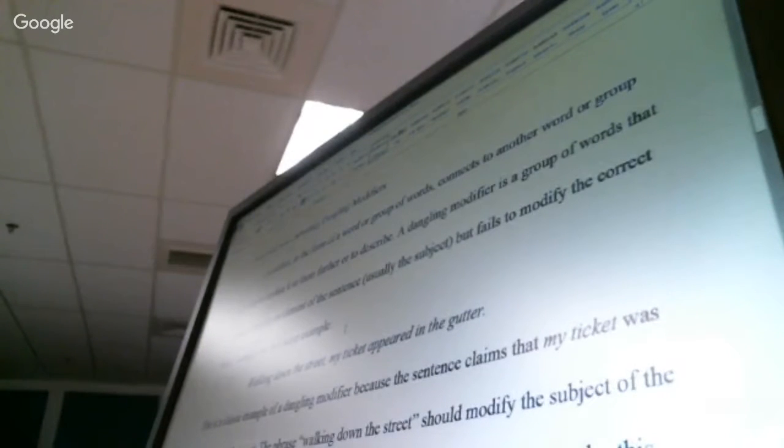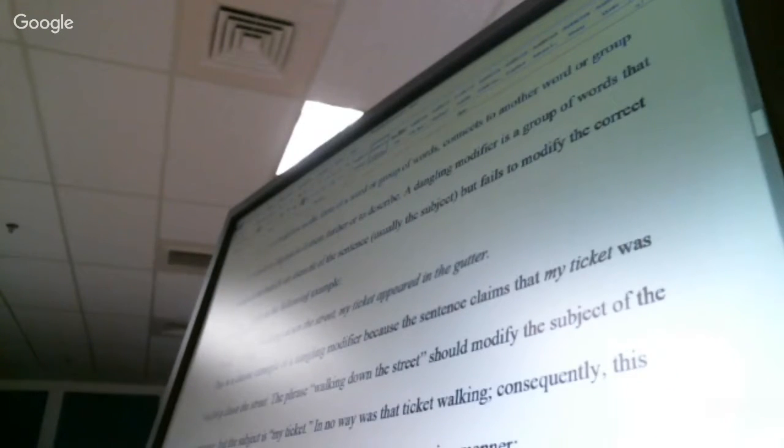All right, here's another issue that you need to be on the lookout for. This is something called a dangling modifier. A dangling modifier means that we've got a modifier in the form of a phrase. So here in this sentence, walking down the street, this is what we call an adjective phrase. It's describing the subject of my sentence. So you may read the sentence and say, walking down the street, my ticket appeared in the gutter. Oh, that makes sense. No, it doesn't.